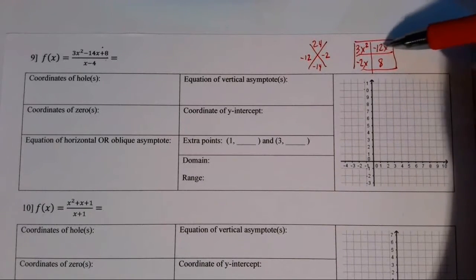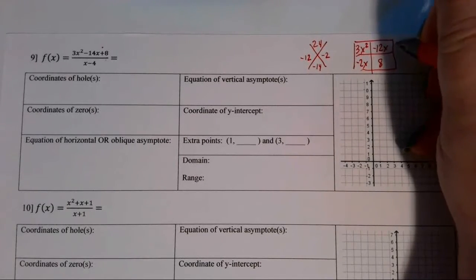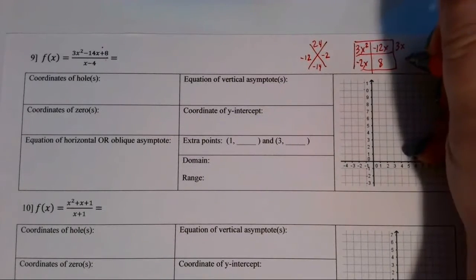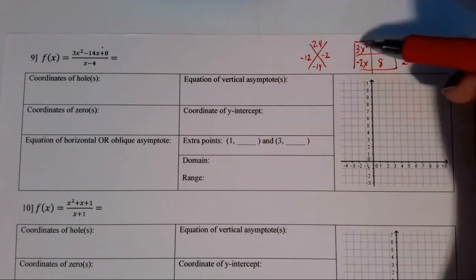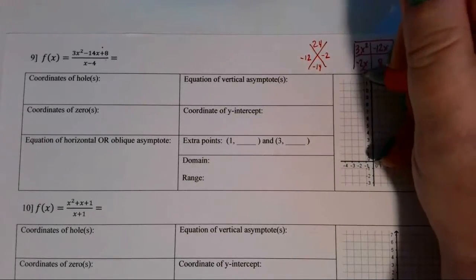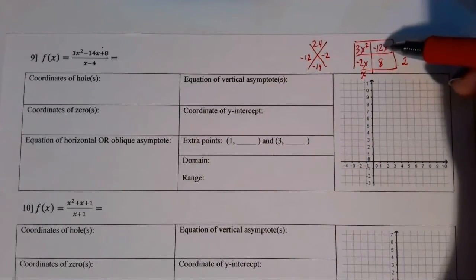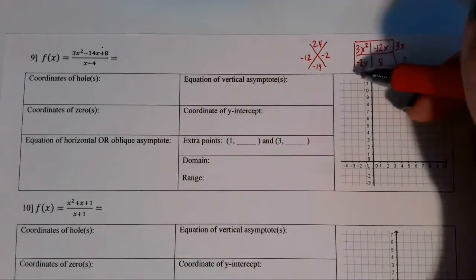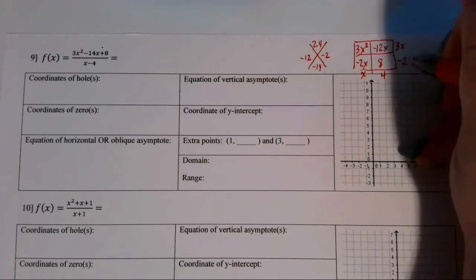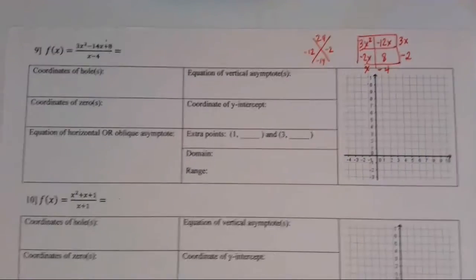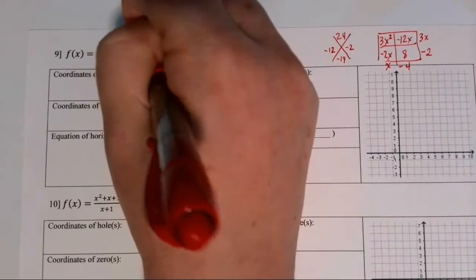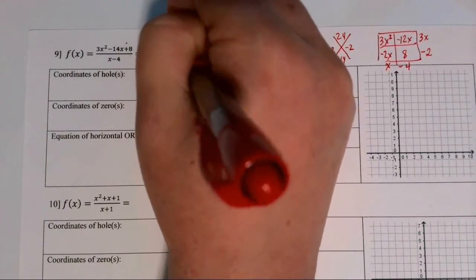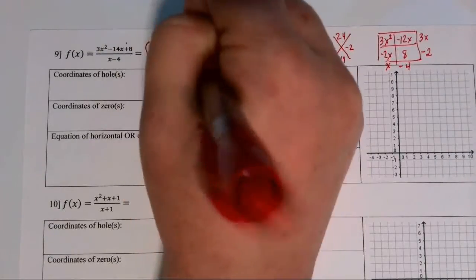So 3x squared and negative 12x have a GCF of 3x. Then negative 2 and 8 have a GCF of 2. 3x squared and negative 2x, they have an x in common, and then negative 12x and 8 have a GCF of 4. Since the diagonal is negative, these factors will both have negatives, and so the numerator factors as x minus 4 and 3x minus 2.